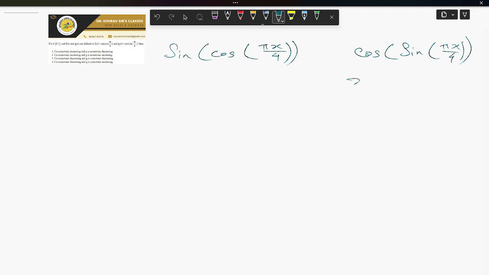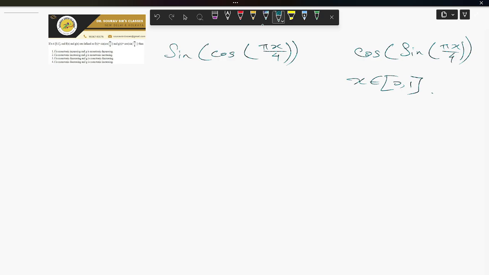We are tasked with analyzing the monotonicity of the function f(x), which is sin(cos(πx/4)), and g(x), which is cos(sin(πx/4)), for x in the closed interval [0, 1]. To determine whether these functions are increasing or decreasing, we will compute the derivatives and analyze their signs.